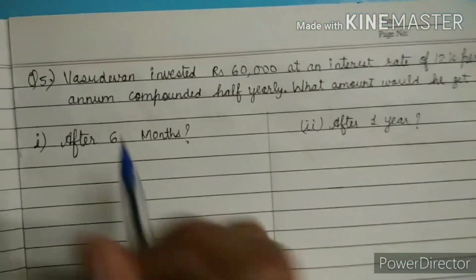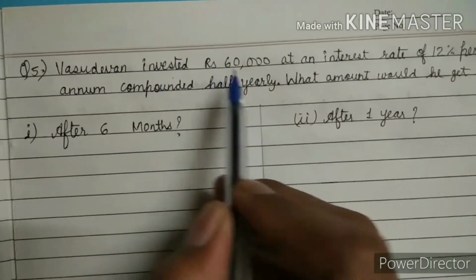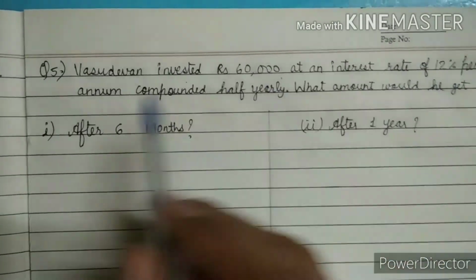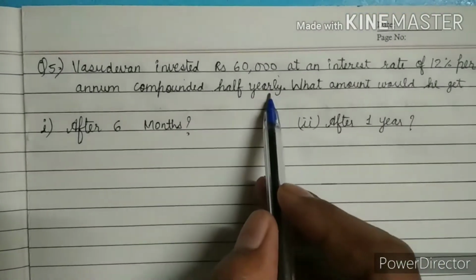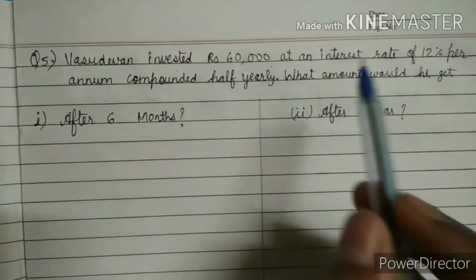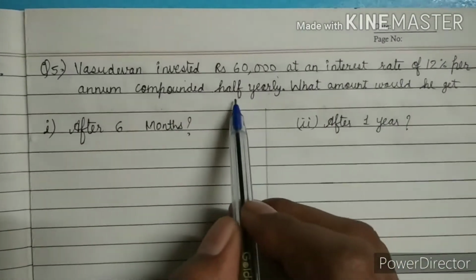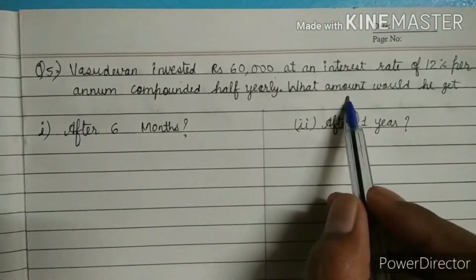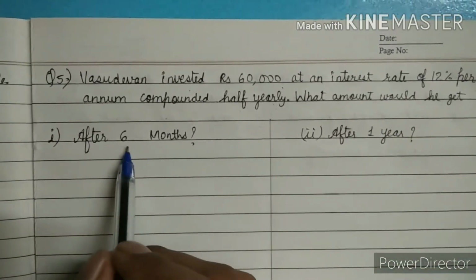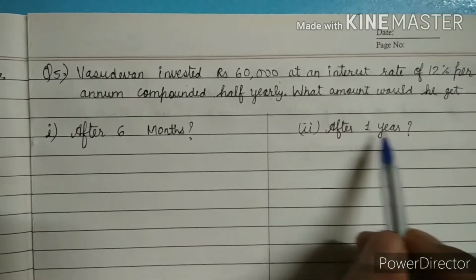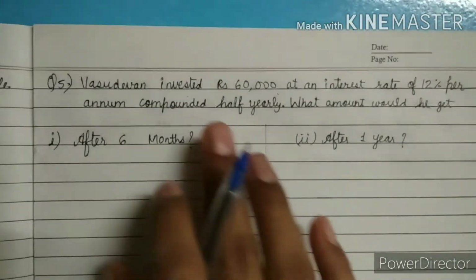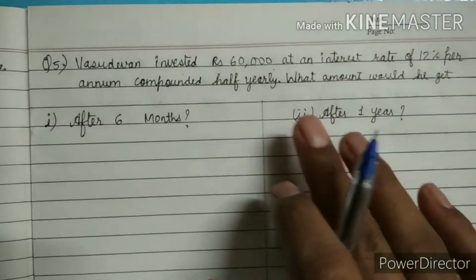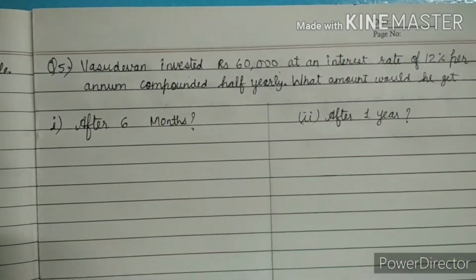Question number 5 is: Vasudevan invested rupees 60,000 at an interest rate of 12% per annum compounded half yearly. So remember that the rate of interest is compounded half yearly, so the rate of interest will be divided by 2. What amount would he get after 6 months, and the next case is after 1 year. So the principal amount and the rate of interest that are compounded half yearly will remain in both cases.